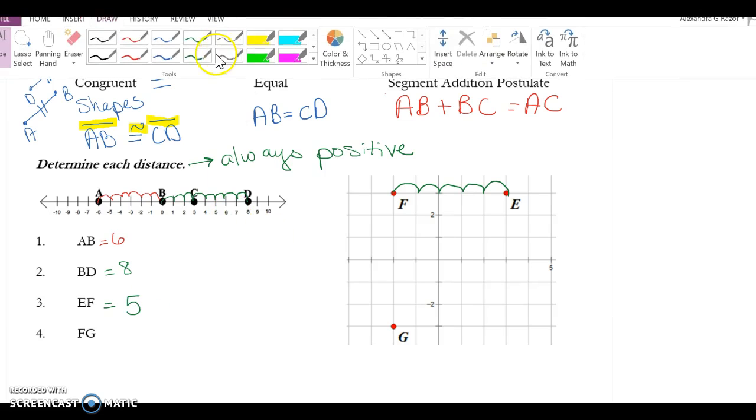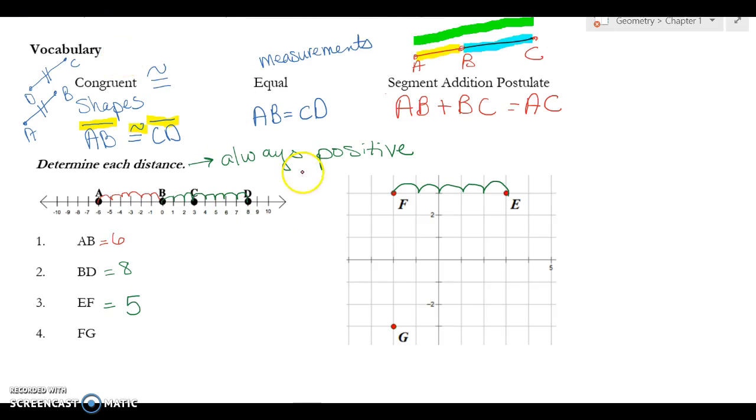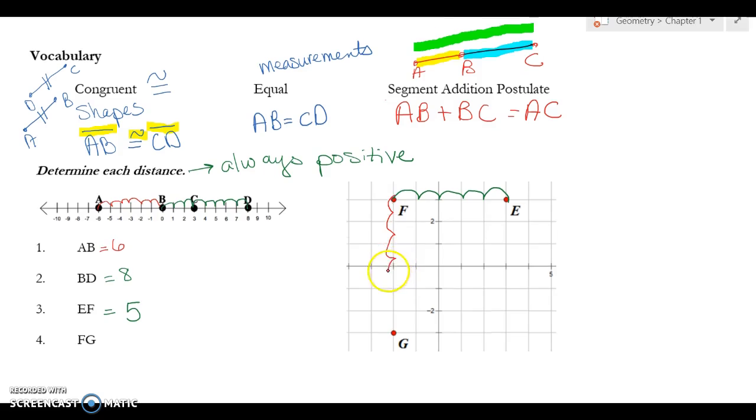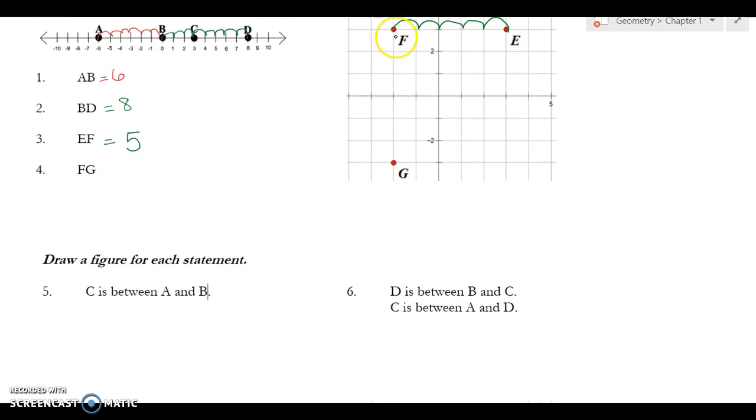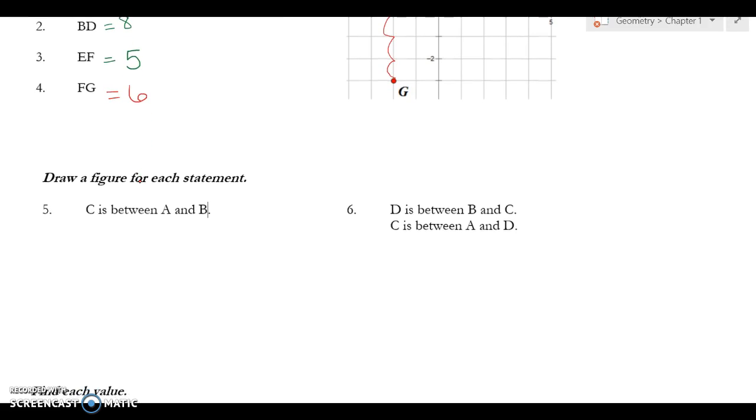All right, and now let's do the next one, F to G. So F to G is just a straight line, so going down, so vertical. 1, 2, 3, let's try that again. 1, 2, 3, 4, 5, 6. So the distance from F to G is 6. So all you do is you count your steps, and remember, you don't count where you start, you count after that. All right, let's look at the next problems.